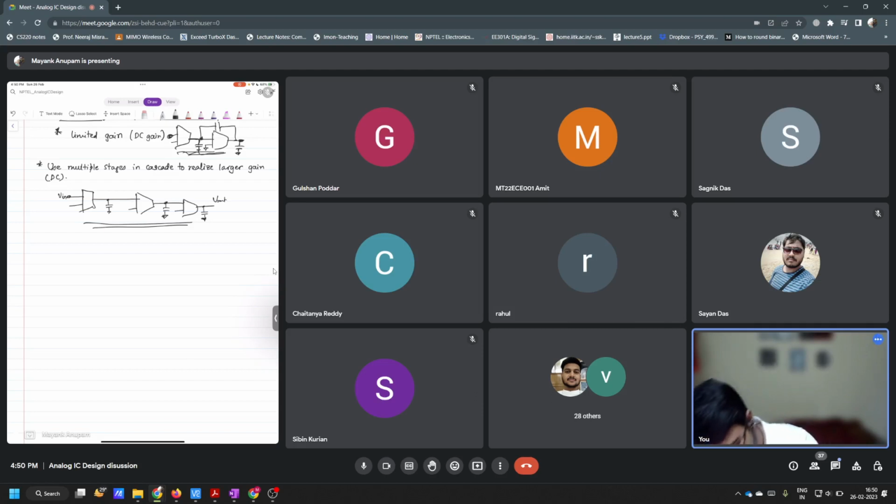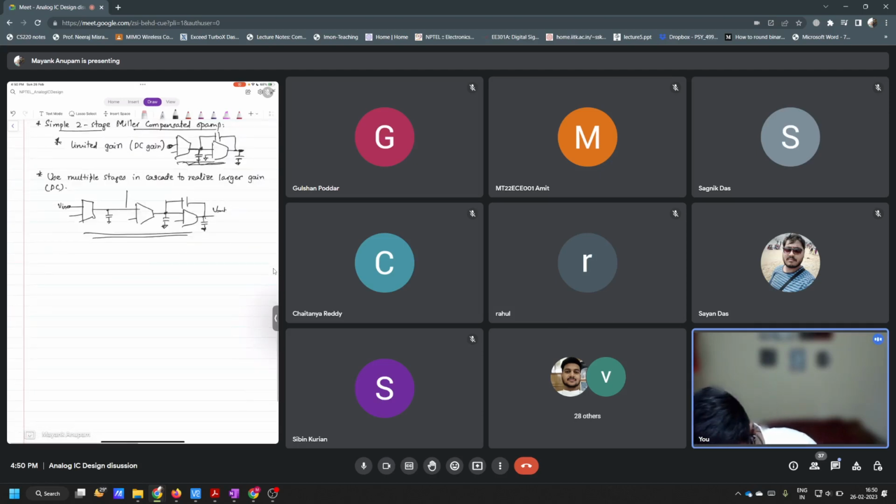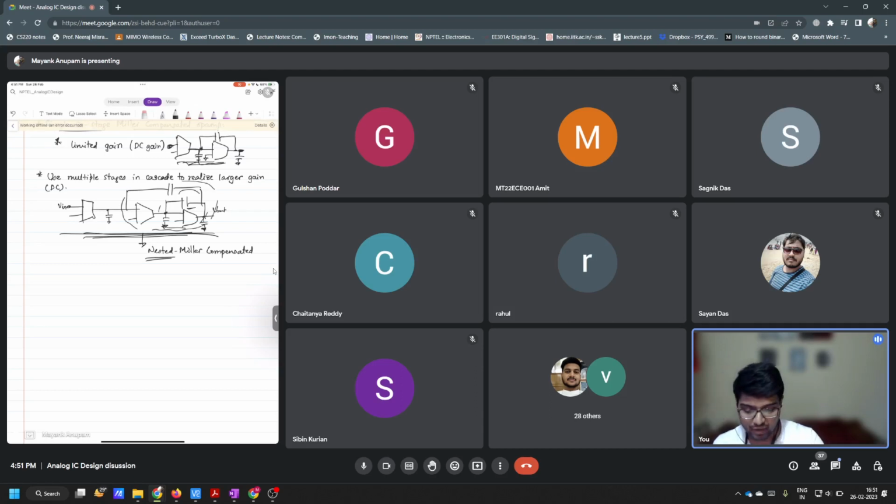So what do we do? We again do the same thing. We add Miller compensation everywhere. We put a Miller compensation here also. So this is called a nested Miller compensation. Focus on the words: why did we call it nested? What do you mean by nested? You see, this Miller compensation here is nested inside this Miller compensation here, and if we add more and more stages, this will keep happening. That is why it is called nested Miller compensation.